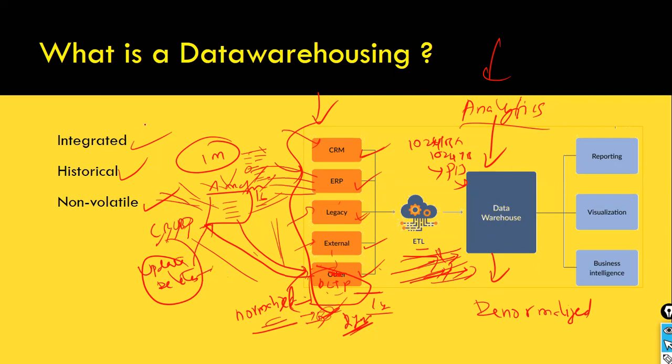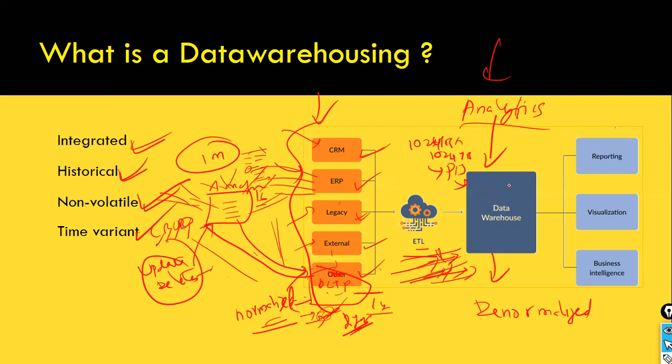Okay, now you understood data warehouse: integrated, historical, non-volatile. It will not get changed; rarely it will undergo some changes. And it is time variant. So you store the time-based data so that if you want to perform analysis like year on year sales, quarter on quarter sales, month on month sales, week on week sales, you can do it. Once you store the time-based data here, we can do it. So this is what data warehouse is all about.